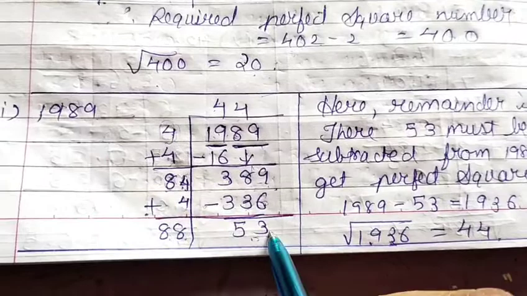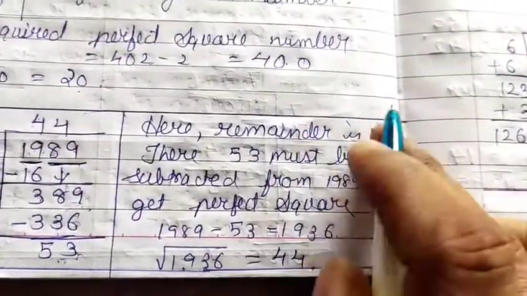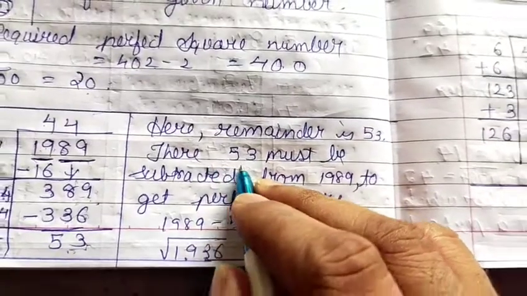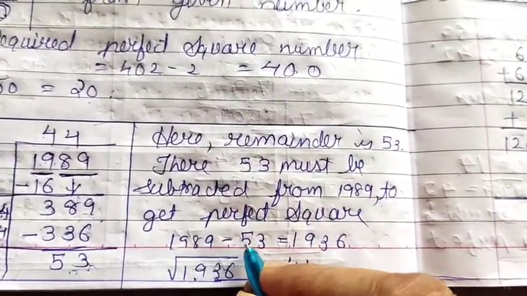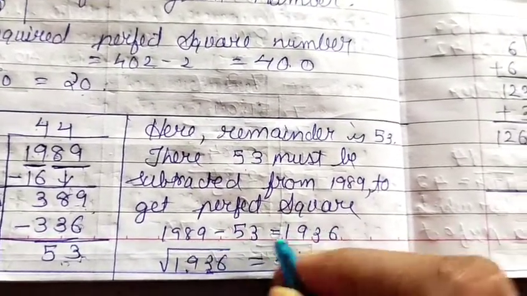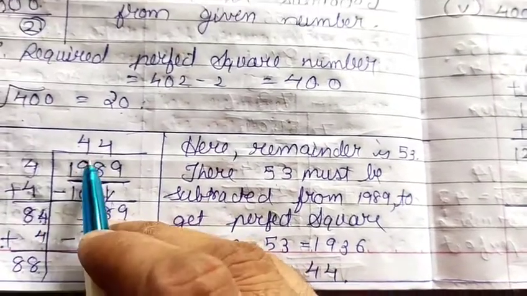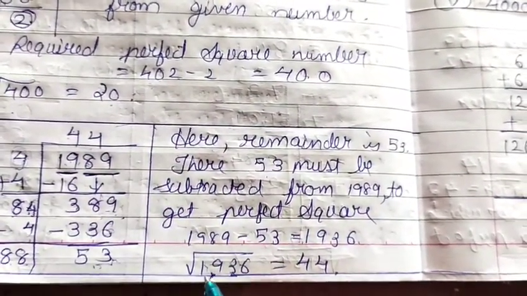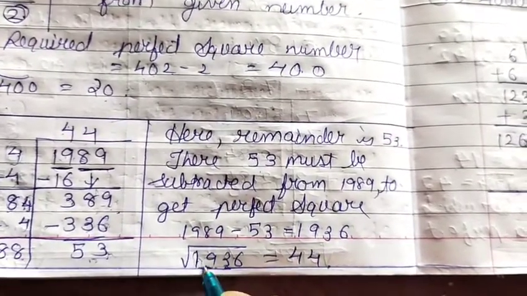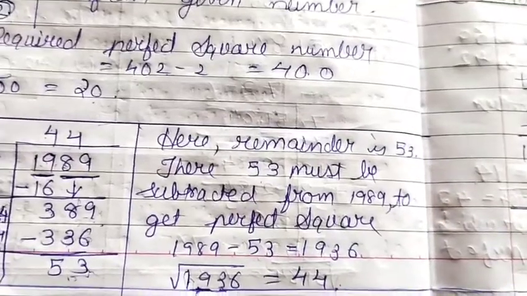So here this one is extra. Whatever the remainder is, you have to subtract it from the dividend. So here the remainder is 53. This 53 must be subtracted from 1989 to get a perfect square. That means when you subtract 53 from 1989, you will get 1936. That means the root is 44. So write down: root of 1936 equals 44.